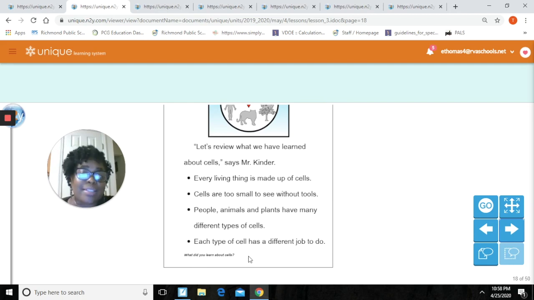What did you learn about cells? Can you tell me at least one thing? Did you say every living thing is made up of cells? If you did, you were right. You may have said they were too small to see. You might have even said people, animals, and plants all have different types of cells, and all cells have a different job, right?